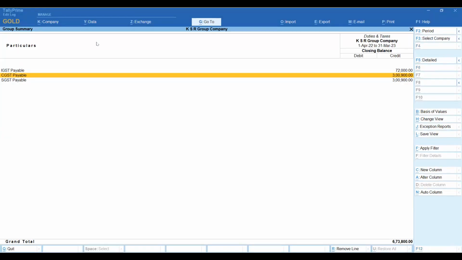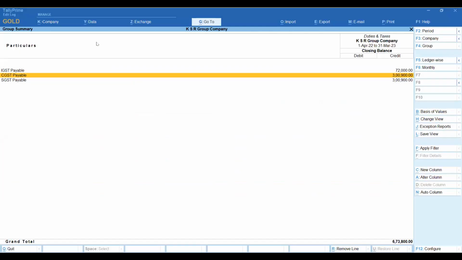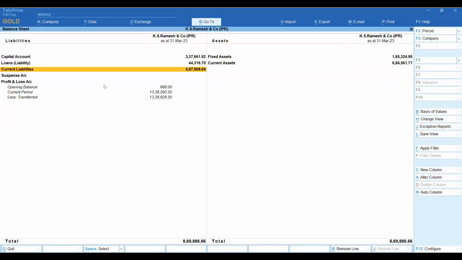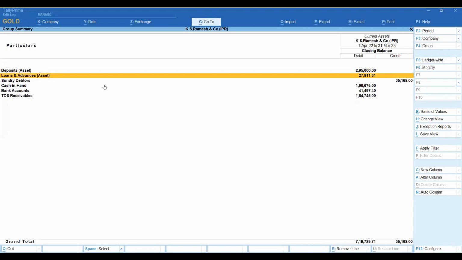If you see in the liability register, there is a huge liability. In the input register, there is a huge input, but I am not setting off both. Why am I not setting off both? The reason is that the set off is done only in the next month; on 19th April only we have done the set off. That is the reason I am not doing the set off here.